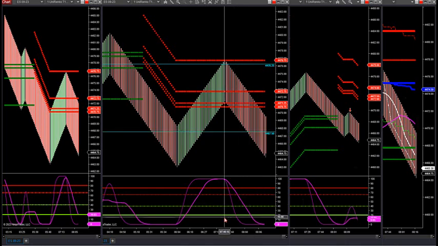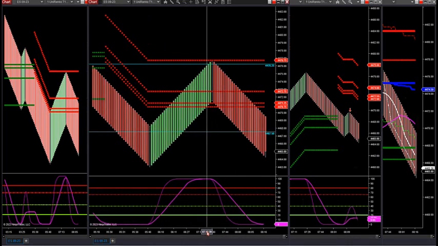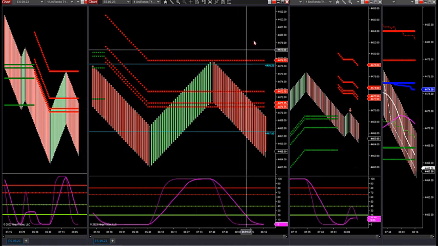So let's take a look at the current setup. The current setup, we're in a slingshot, or it's called an FZR, full zone retracement.